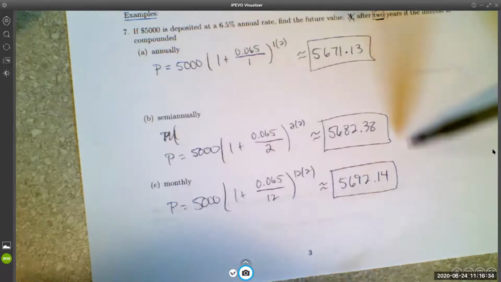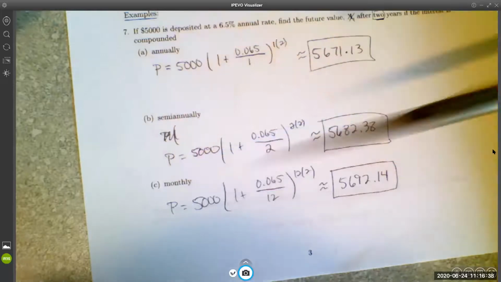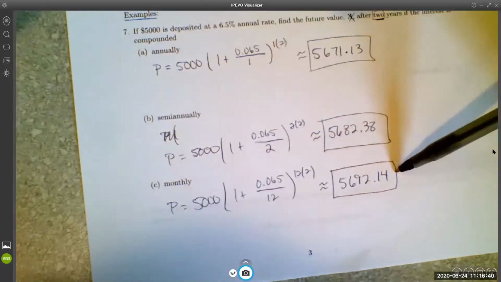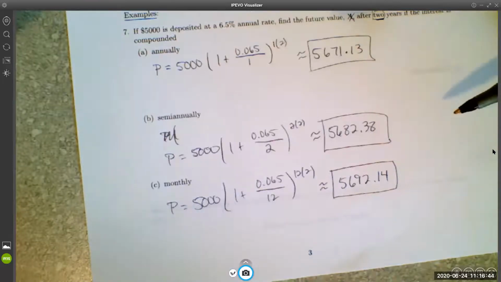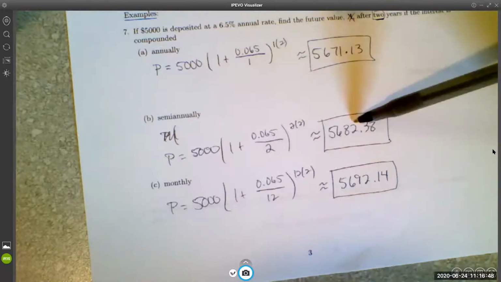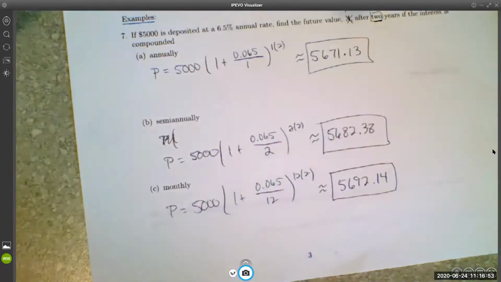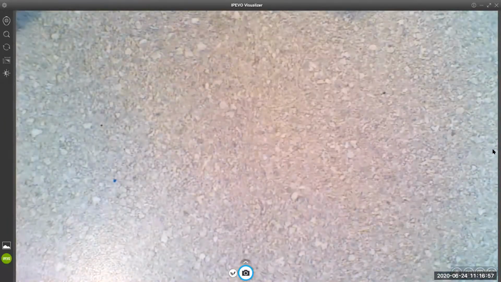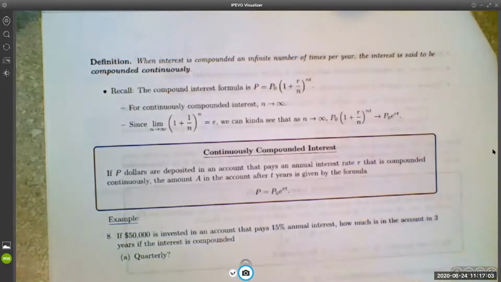So this does continue to increase. The more you increase the number of times you compound, the more your final amount will increase. But the amount that it increases is slowing down, right? As n gets larger and larger. So if you're thinking of the concept of a limit, then you're thinking exactly where I'm trying to take you.